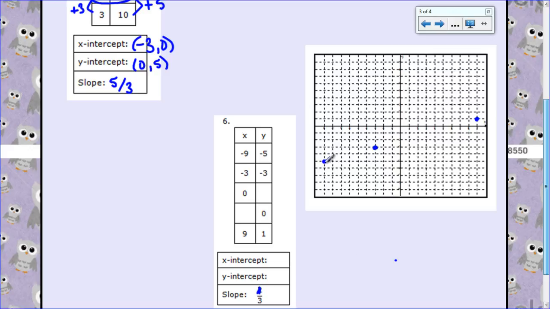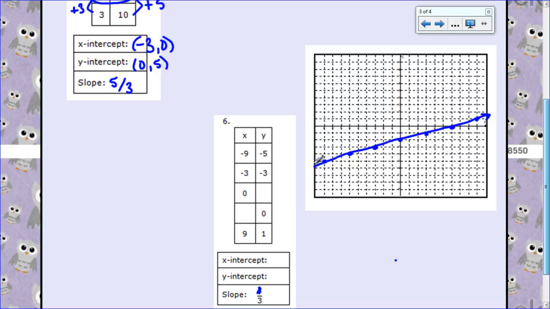So we're going to use our slope so that we can get from one point to the next. We're going to go up 1 and over 1, 2, 3. There's a point. And then I'm going to go up 1 and over 3, and again up 1 and over 3, and keep going up 1 and over 3. So now I have this line. I can connect my dots.